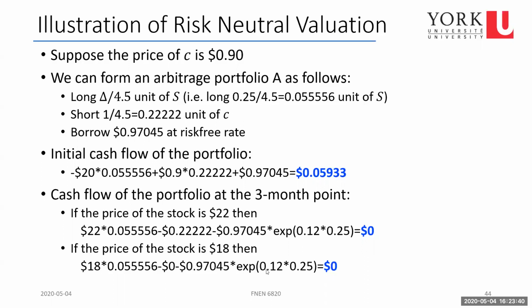So this part of the calculation is still the same, 0.97, and then multiply by e to the power of 0.12 times 0.25. And you put everything together, it's 0. 0 means that there's no cash coming into you, there's no cash going out, right? Now, what happened here? Here means that you created an account, and initially in the account, you put in like 6 cents here. And you can take this 6 cents out and do whatever you want.